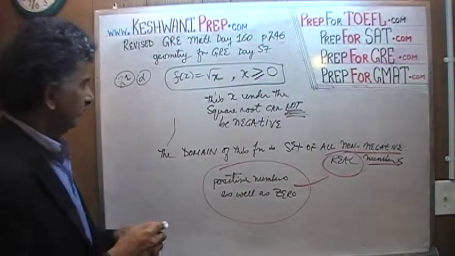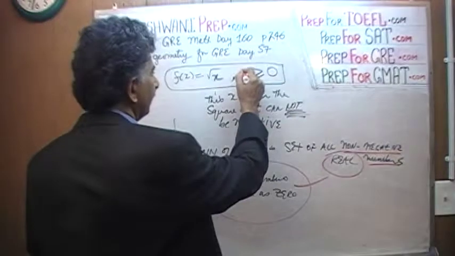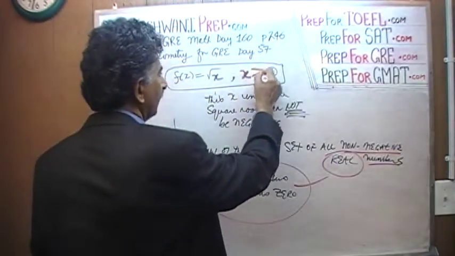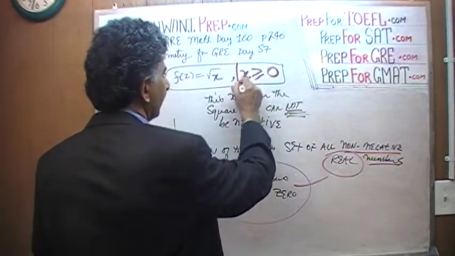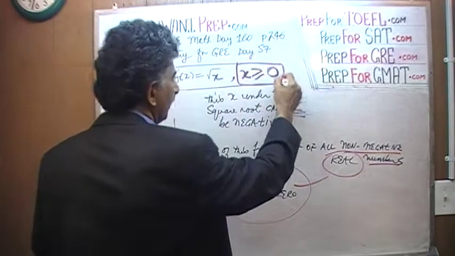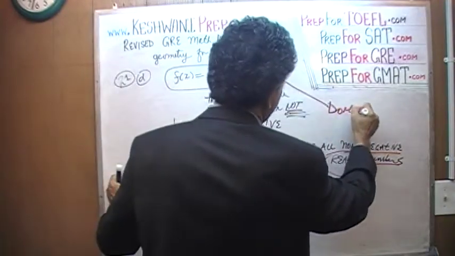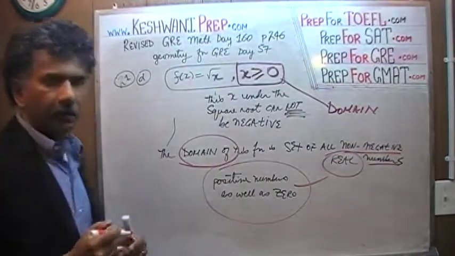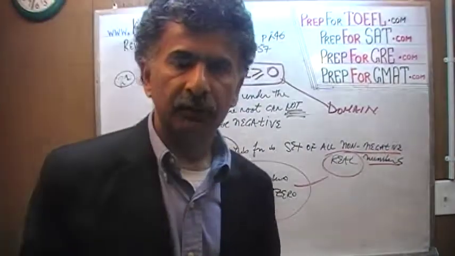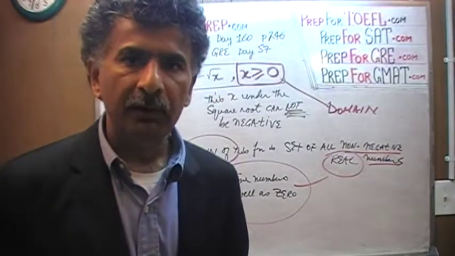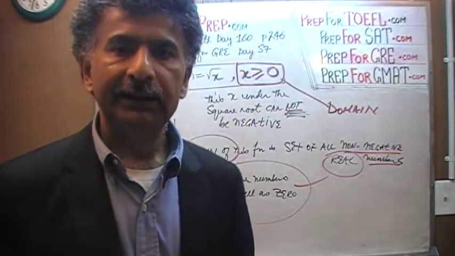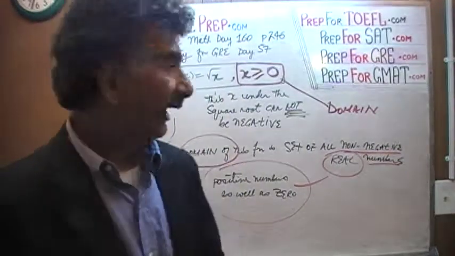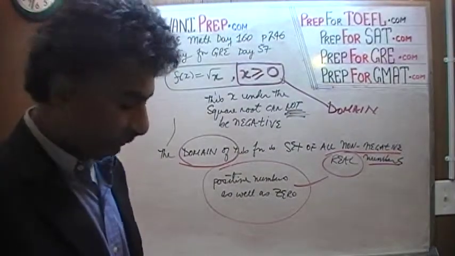And this part that we just mentioned, x is greater than or equal to 0, this part right here is what they call the domain. When they talk about the domain of a function, what they're asking is, what are the allowable values for the independent variable? x is the independent variable. Why is x the independent variable?